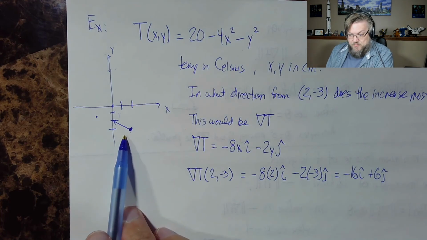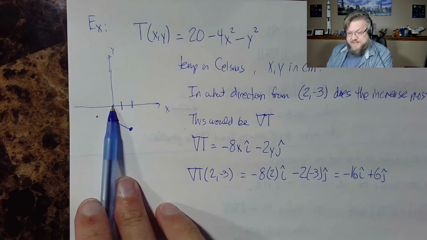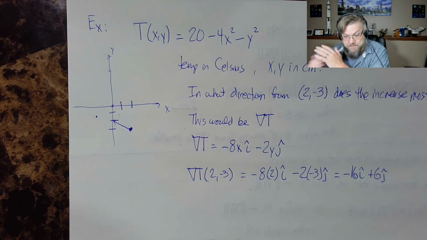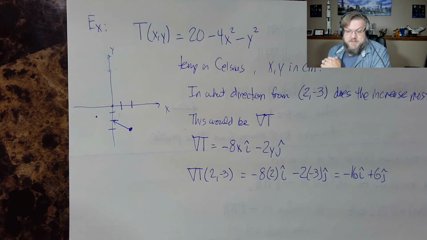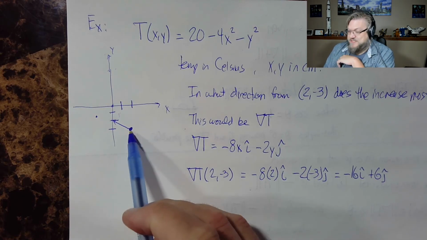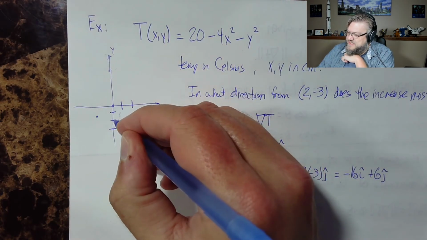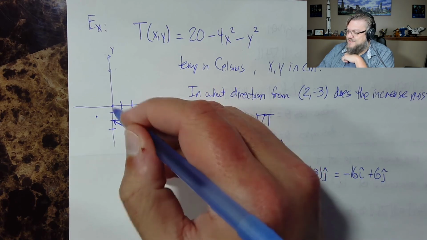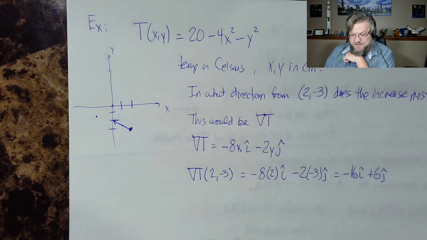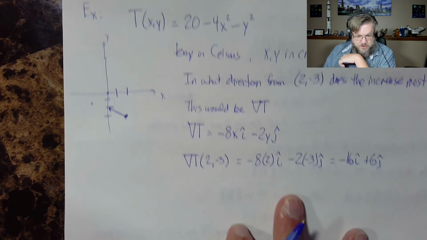And even from my poorly drawn picture, you can see that that is not walking towards the origin, even though the origin is the hottest point on the plate. But that's not what it asked, right? It asked, in what direction does the temperature increase most rapidly at this location? And it ends up being this direction here, and that does not mean going towards the origin directly. Okay, so that's what we have here.